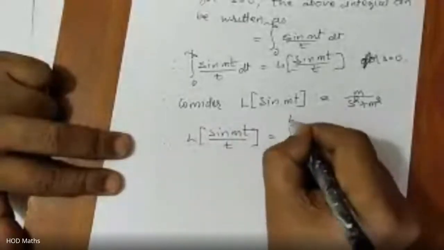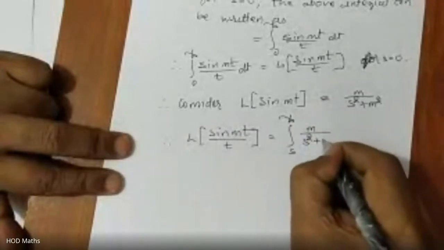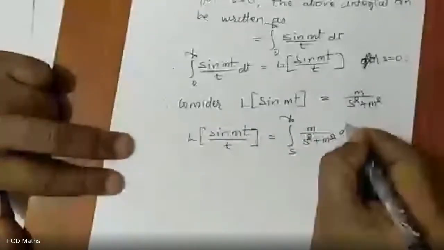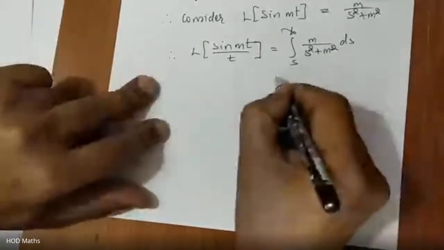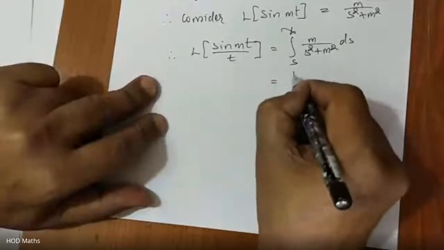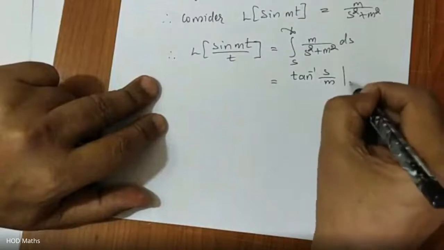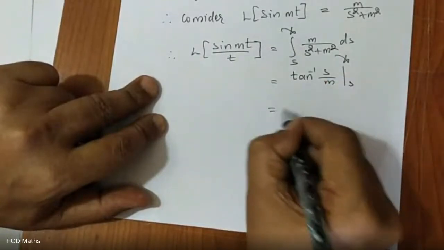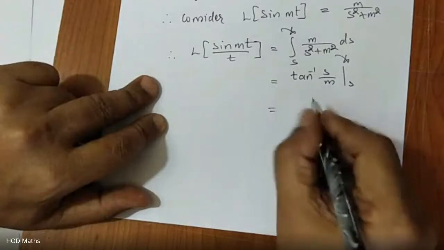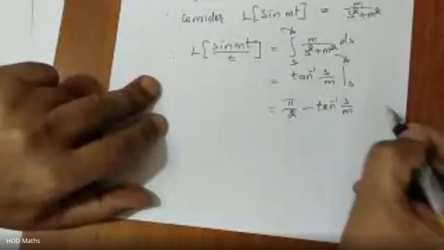Integration from s to infinity of m over s squared plus m squared ds, right? So this we have already evaluated. What will this be equal to? Tan inverse of s by m from s to infinity, because we have solved this problem. Tan inverse infinity is pi by 2 minus tan inverse s by m, right?